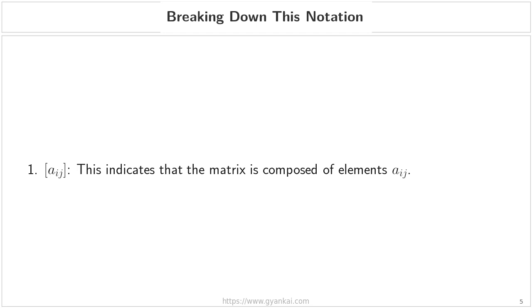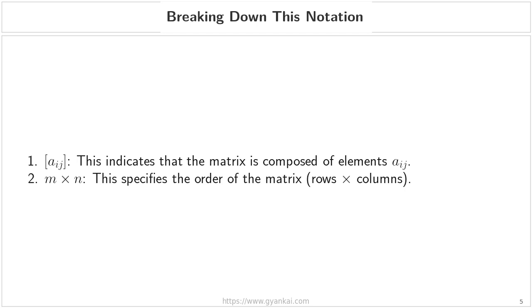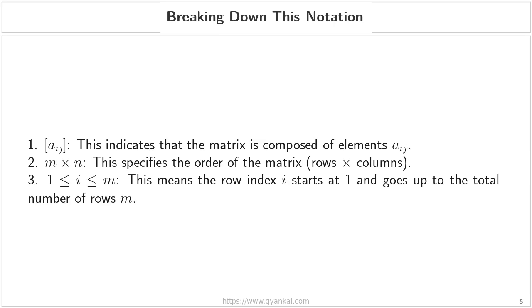Breaking down this notation. First, the notation a sub ij enclosed in square brackets indicates that the matrix is composed of these individual elements, where i and j serve as the coordinates we discussed in the previous slides. Next, the m cross n specifies the order of the matrix. As a reminder, this always tells us the total number of rows first, followed by the total number of columns. Then we have the condition 1 is less than or equal to i, which is less than or equal to m. This simply means that our row index, i, must start at 1 and can go up to the maximum number of rows, m.